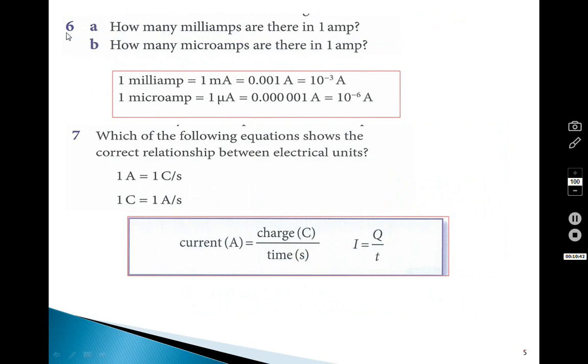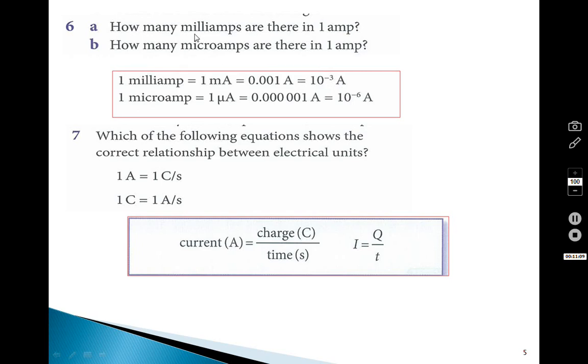Okay, question number 6. How many milliamperes are there in 1 ampere? And how many microamperes are there in 1 ampere? As we said before, 1 milliampere is equal to 0.001 ampere, which is equal to 10 to the power of minus 3 ampere.